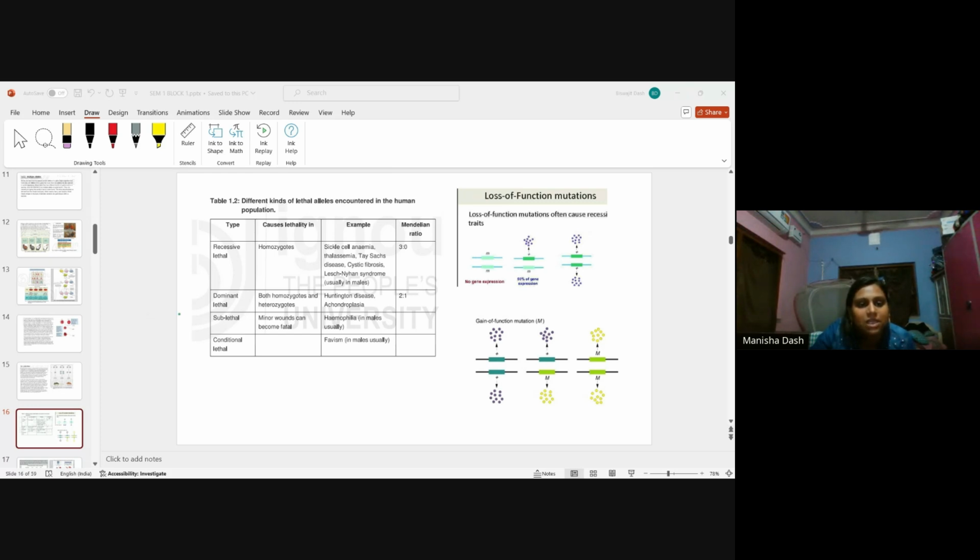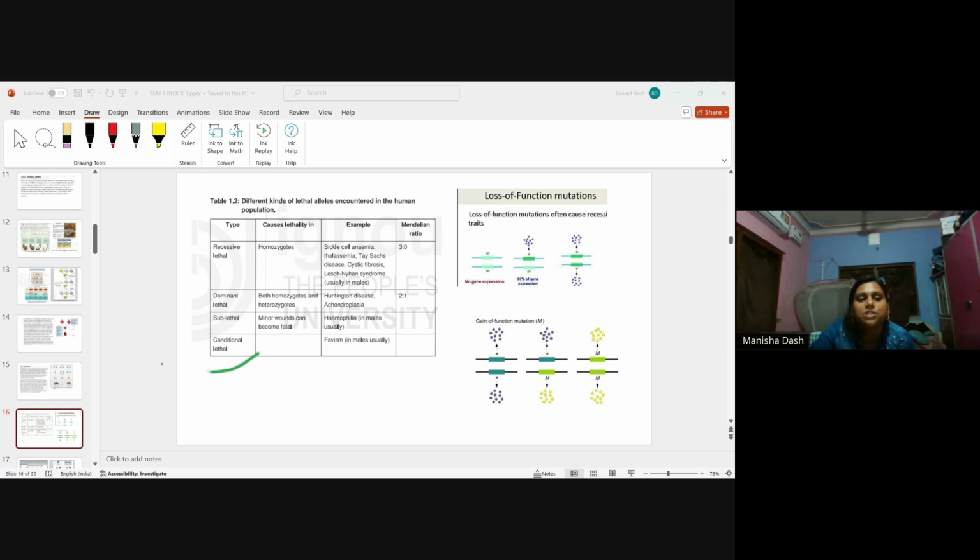Then certain conditions are sublethal. Sublethal means usually you will not die of this genotype, but if some problem occurs, then it will lead to death, like in the case of hemophilia. In hemophilia, the clotting factor is lost. If some cut or minor injury occurs to us, usually the blood will clot and stop after some time. But those individuals who have hemophilia lose the clotting factor, so the blood will never clot. Even minor wounds can lead to death.